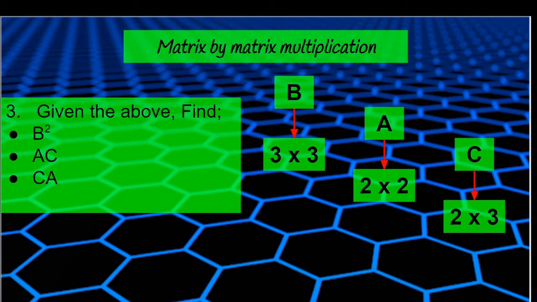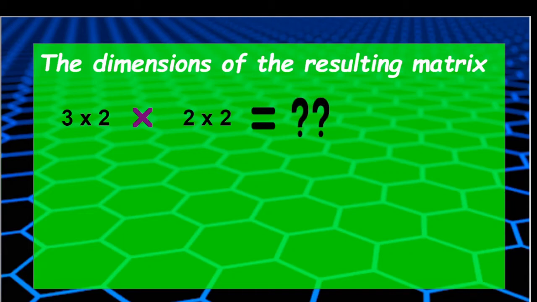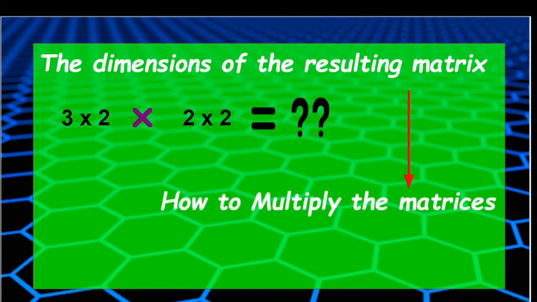Before I show you the values for these matrices, it is important to note that finding the dimension of the resulting matrix will save you from errors, as this concept can be very tricky. For instance, if asked to multiply a 3 by 2 matrix with a 2 by 2 matrix, what do we expect as the dimension for the resulting matrix? When we do this, then it will be safe to move on to multiplication of the matrices.